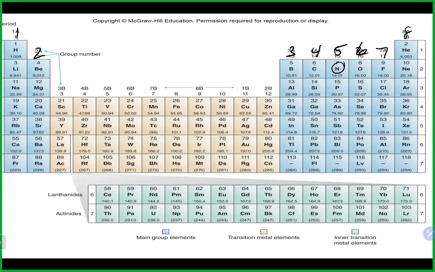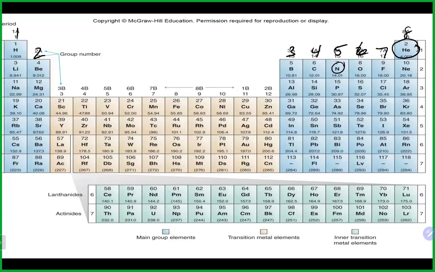Now, everybody in group 8 has 8 valence electrons except for which one? Helium. Because helium only has a total of 2, so it can't have 8, obviously, right? So it's only got 2. So helium has 2 valence electrons, which are the only electrons it has, because the electron configuration for helium is 1s2, right? Everybody else in group 8 will have 8 valence electrons.